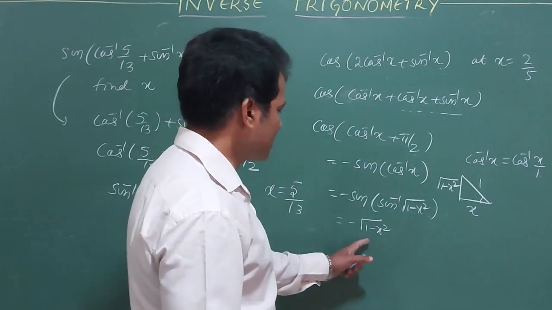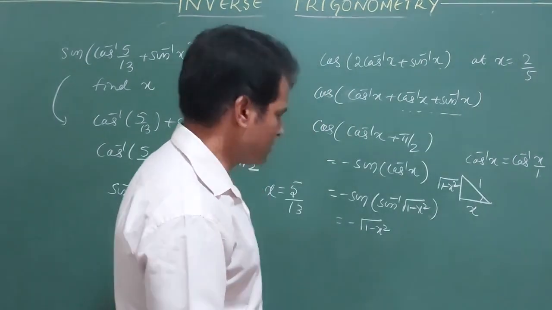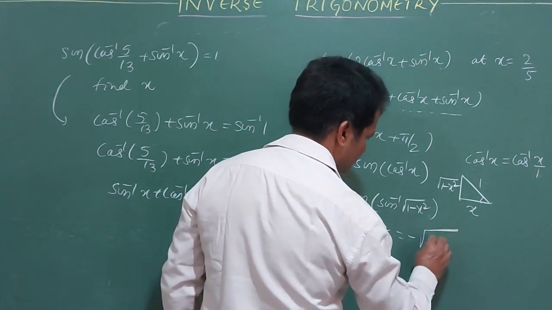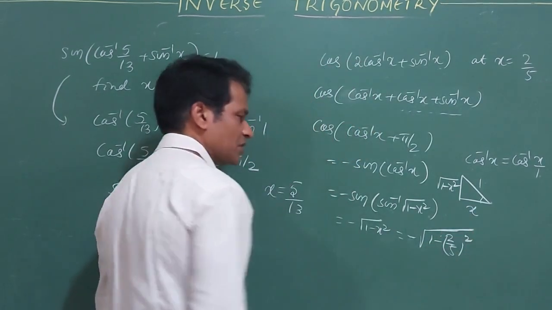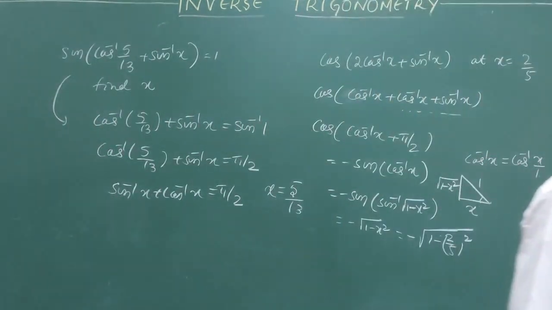Now I have to evaluate this one at the point x equal to 2 by 5. So replace the value x equal to 2 by 5. That you can calculate now. Okay, let me see if the video is clear or not. Okay, fine.